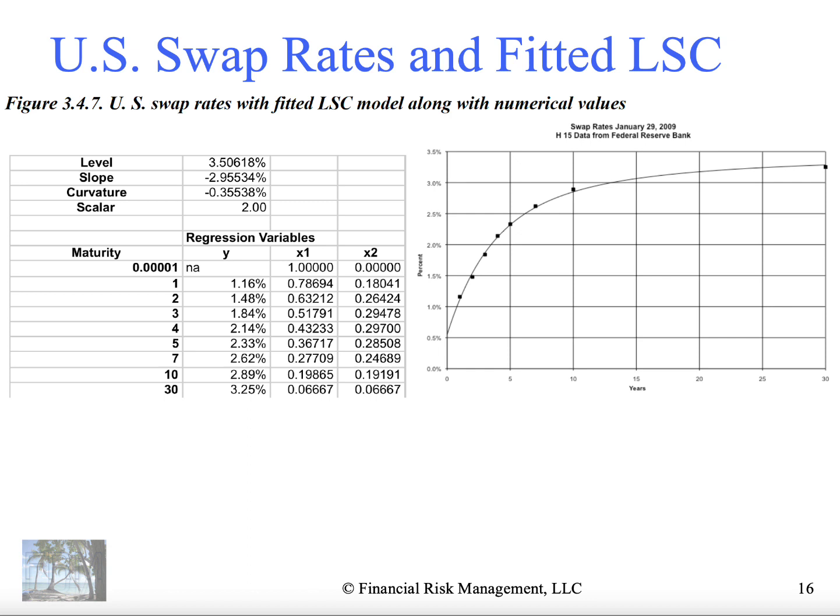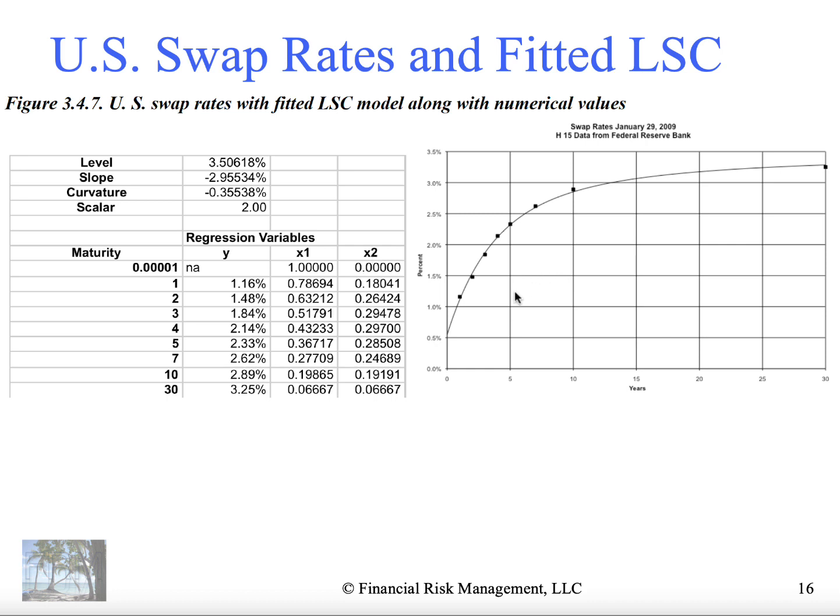This is a spreadsheet representation of fitting the LSC model. The swap rates for 1 year out to 30 years are provided as the Y variable. The X0, the intercept, is not shown, which would all be ones. And then X1 and X2 are the slope and curvature coefficients as illustrated in the equations given previously.